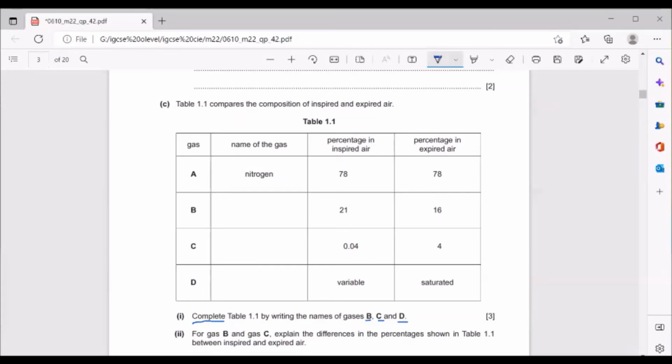The answer will be oxygen. Which kind of gas makes up 0.04% in the inspired air? And that would be carbon dioxide. And what kind of gas has variable percentage in inspired air, but they are saturated in the expired air? That would be the water vapor.